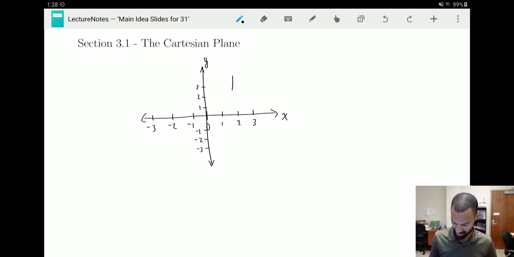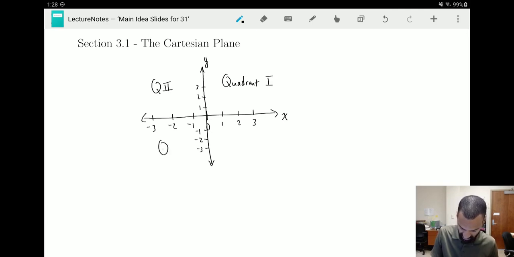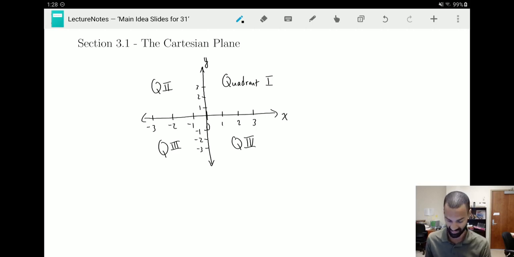In other words, we can label this as quadrant number 1. Here we'll have quadrant 2. Notice we're going counterclockwise. Here's quadrant 3 and quadrant 4. So you can describe the location of something by saying what quadrant it's in. It's not the most accurate way to describe something, but it is a way that you can describe its location. So here's our x-axis, here's our y-axis, or you can describe a quadrant.